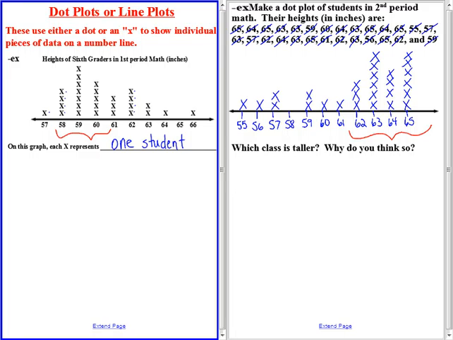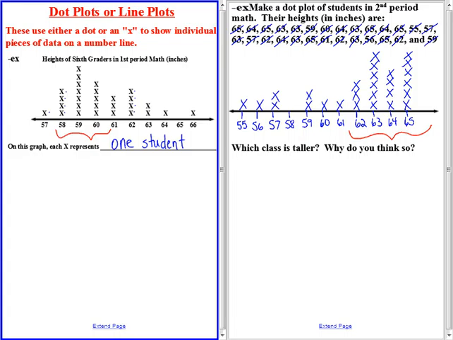Now, again, let me point out to you, class 1 rather, first period, has 28 students, and I know that because there's 28 X's. Class 2, second period, has 27 students because there's 27 X's. That doesn't mean anything as far as which class is taller. It simply refers to the number of students in the class.